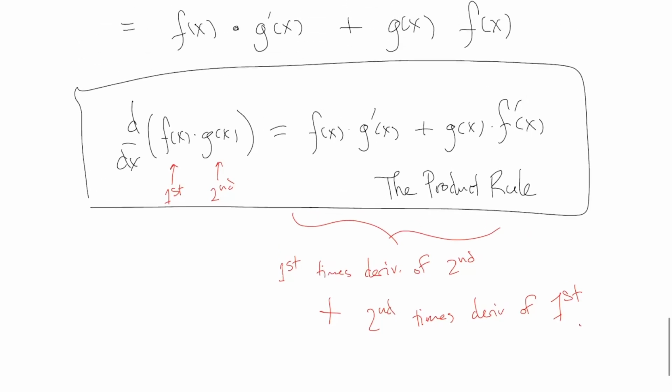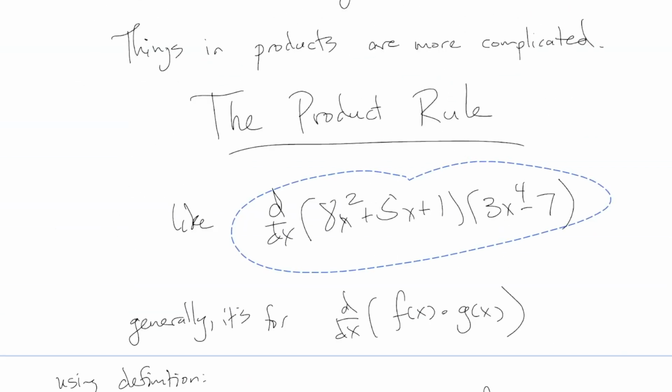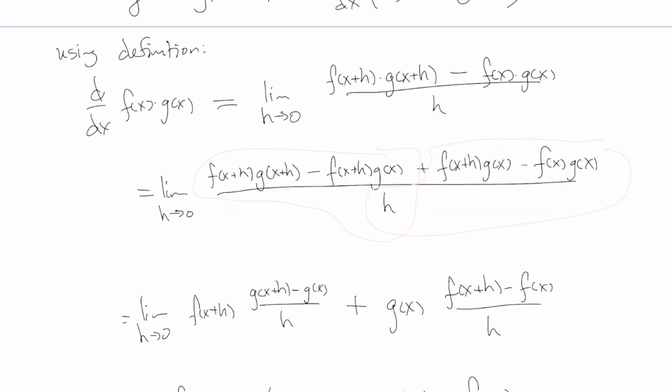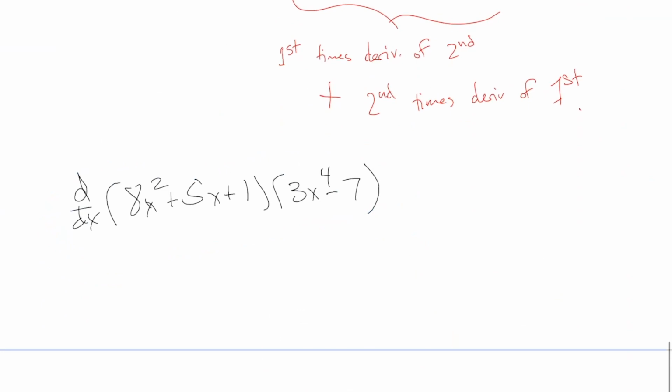So let me just revisit that thing I said at the very beginning. This one here, right? Can we do this? So this one, the derivative of 8x squared plus 5x plus 1 times 3x to the 4 minus 7. So in terms of the f's and the g's, this is my f, that's the first function, and this is my g, the second function, right? And the product rule says the answer is the first thing times the derivative of the second thing plus the second thing times the derivative of the first thing.